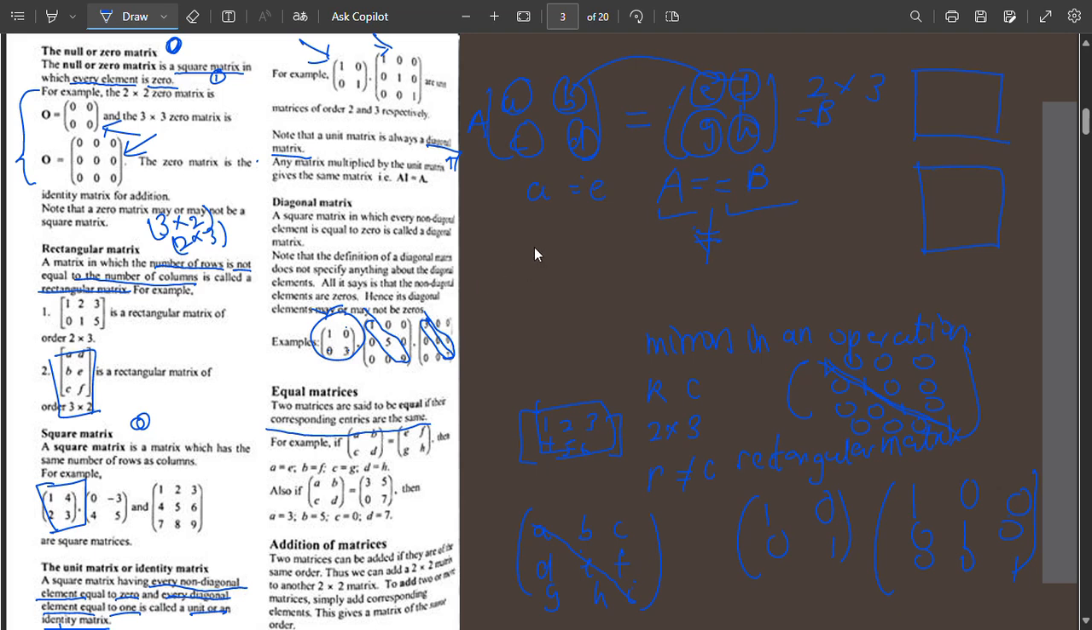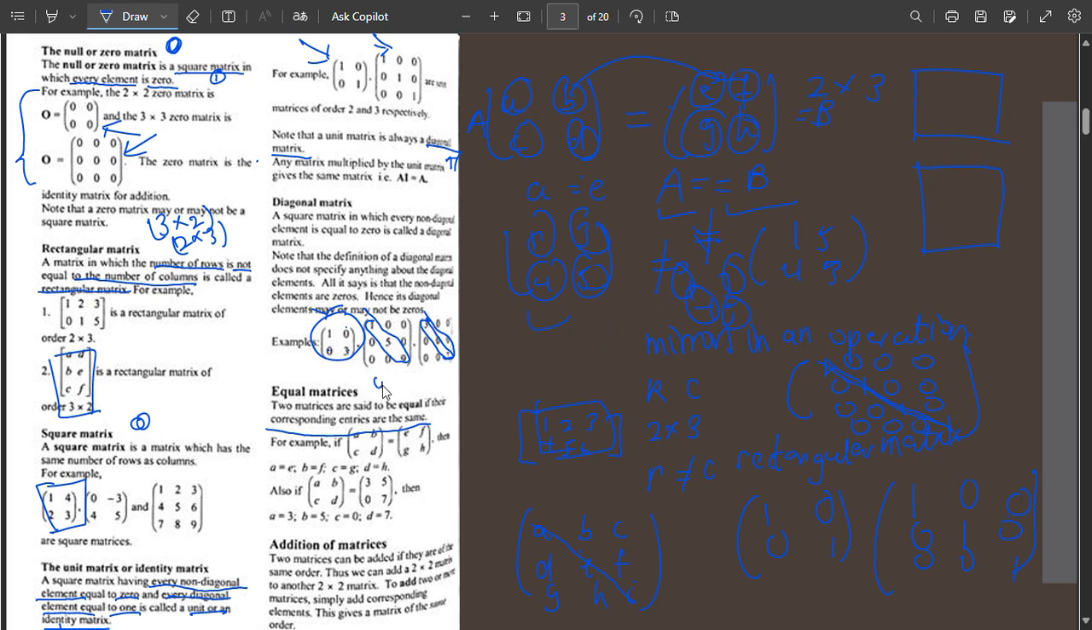That means that if you have a matrix like 1, 3, 4, 5, we can say that it is not equal to 1, 5, 4, 3. They are not equal. But if I have another one that is 1, 3, 4, 5, that's 1 here, 1 here, 3 here, 3 here, 4 here, 4 here, 5 here, 5 here, then we can say these matrices are equal.